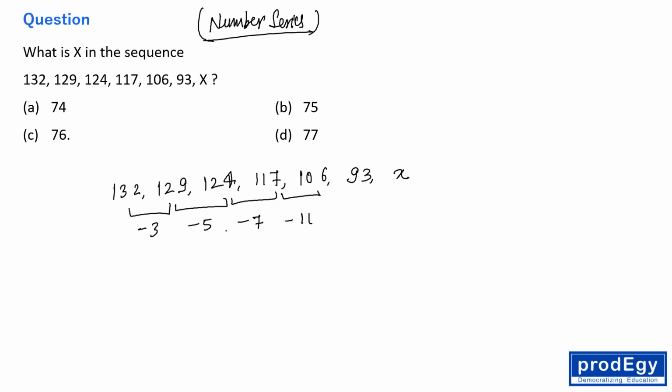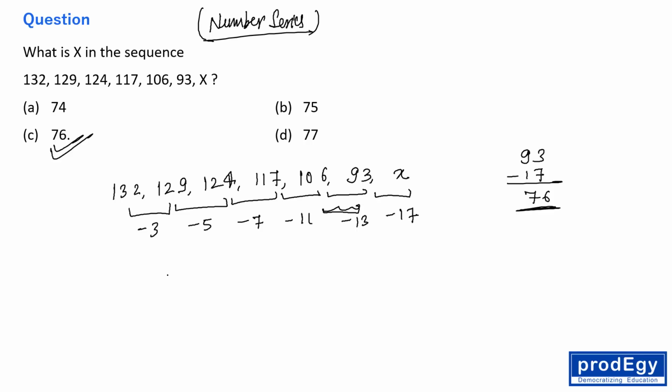Oh, 3, 5, 7, 9. It is not 9, but it is 11. It means these are consecutive prime numbers. Right, everyone? So this is minus 13. So now it has to be minus 17. Fine. So 93 minus 17, so this is 76. Right? So the answer is 76.